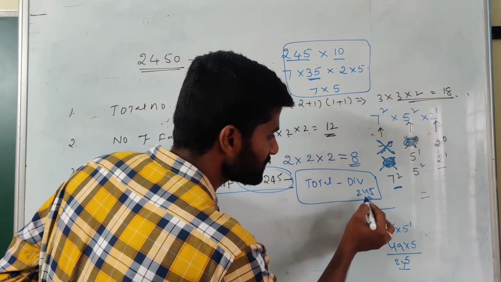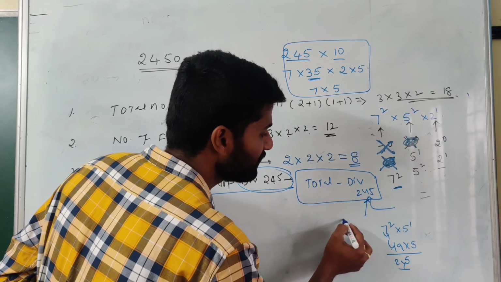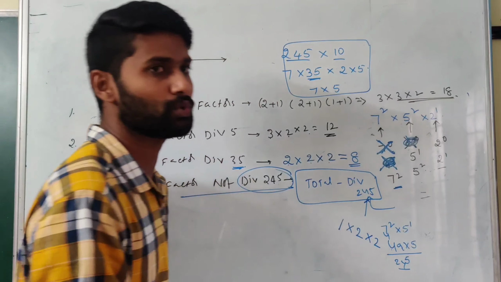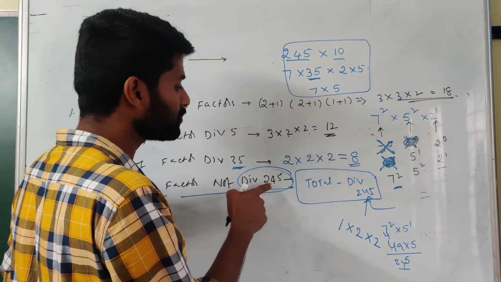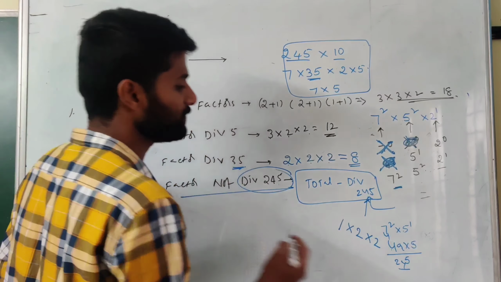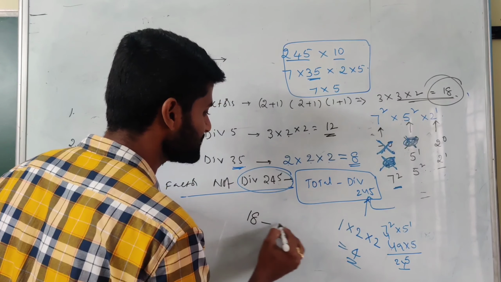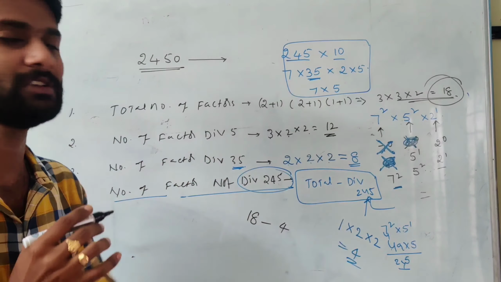See, from this question, divisible by 245 means we consider 7 square. Here you can consider 5 power 1 and 5 square, means 2 values. Here we consider 2 power 0 and 2 power 1, again that is also 2 values. So the number of factors divisible by 245 in 2450 is 4. But our question: how many factors are not divisible? Not divisible means the total number of factors minus those divisible by 245. So the answer is exactly equal to 14 factors.